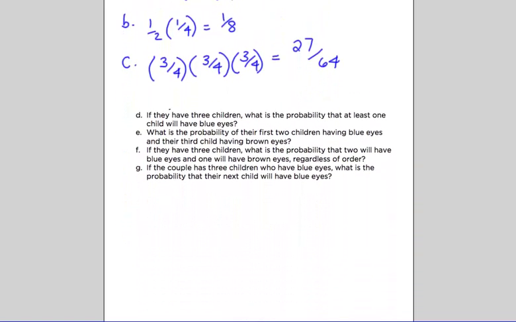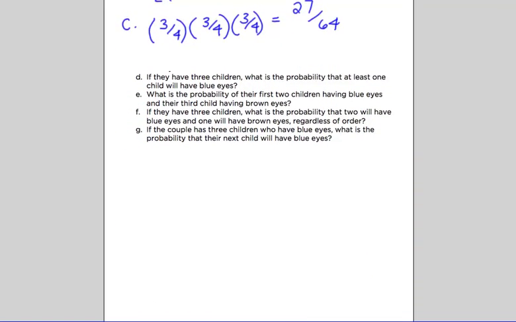So for part D, it says if this couple has 3 children, what is the probability that at least one child will have blue eyes?